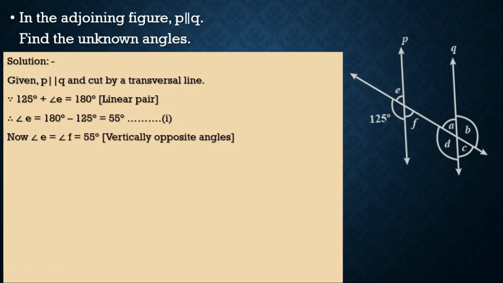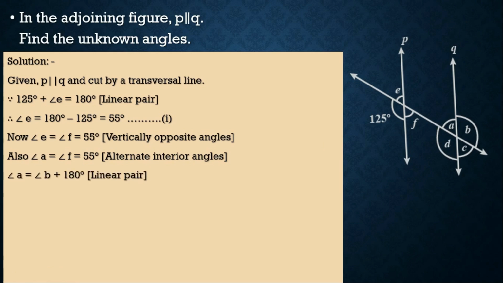Now, angle E equals angle F because they are vertically opposite angles, and hence angle F is equal to 55 degrees. Also, angle A is equal to angle F because they are alternate interior angles, and we know that alternate interior angles are always equal in parallel lines. So angle A is equal to 55 degrees.